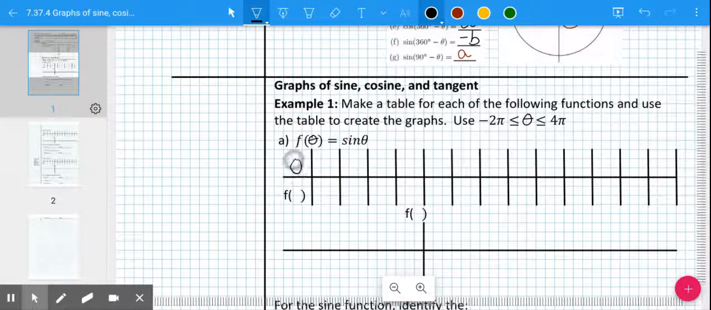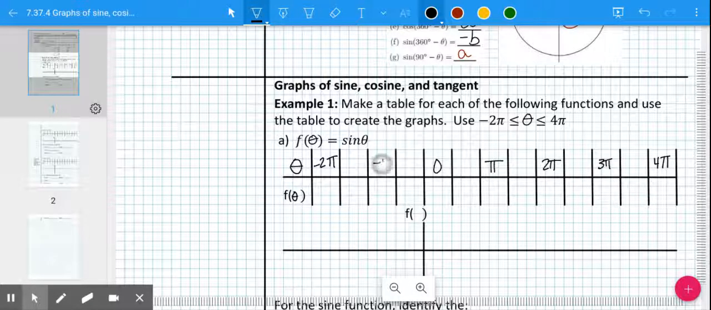So I have my inputs theta, which start at negative 2 pi and end at positive 4 pi. Notice we are all in radians. And then my outputs are f of theta, and I'll have to go find all of those. Now, since that's negative 2 pi and that's 4 pi, I can go 1, 2, 3, 0, 1, 2, 3, 2 pi, and then 1, 2, 3, 4 pi. I think I broke that up evenly. So now each of these are 1 pi, 2 pi, 3 pi, 4 pi, going every other block.